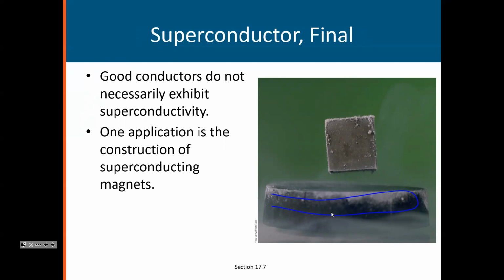So we have a practical application of this, maglev, which they have in Germany and the US, where the train moves without touching the railway track. So there's no friction, not zero, only air friction. So it can go very fast. It's all possible because of the superconductor. It can create that much magnetic field because of this property.